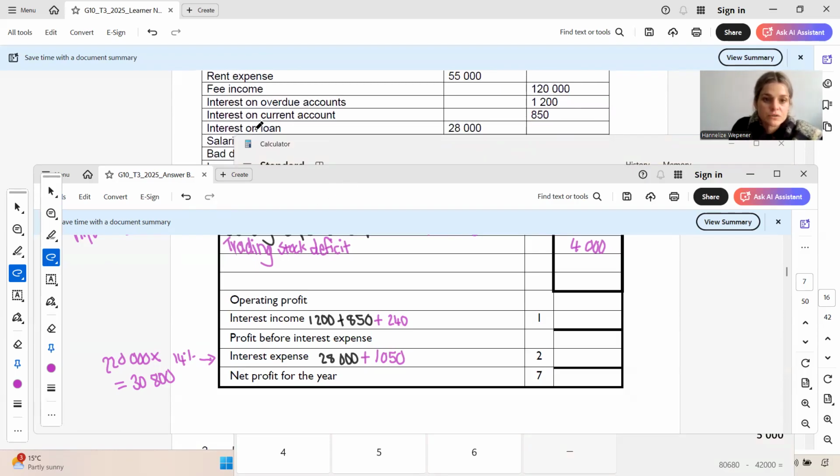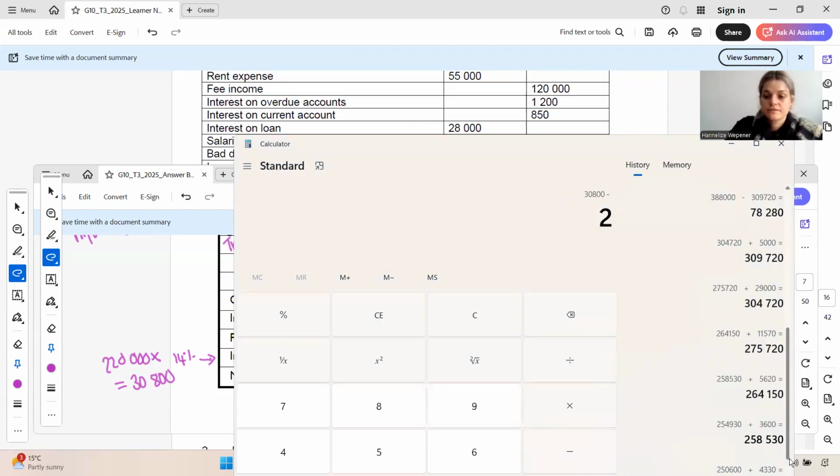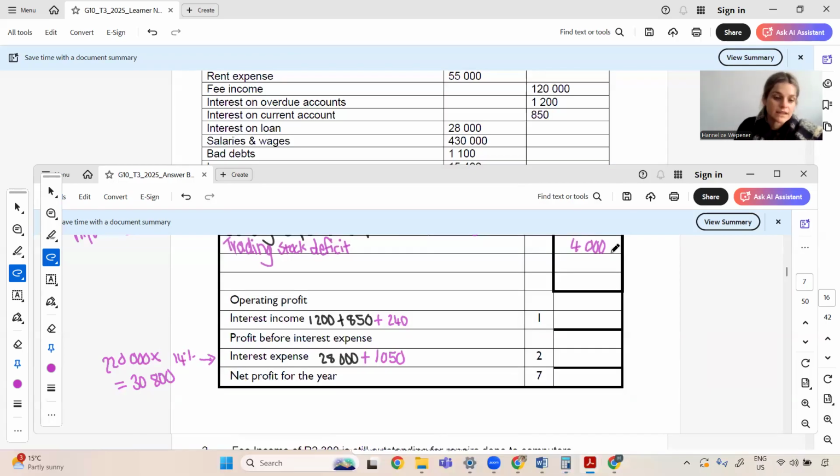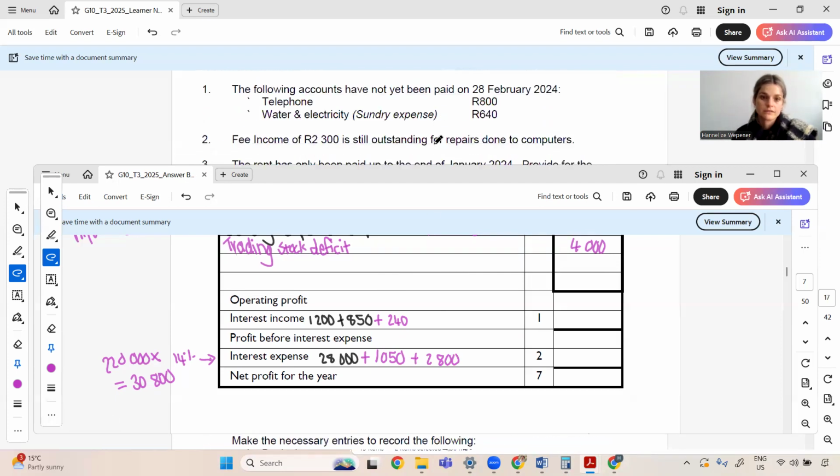But if you look in your trial balance, your pre-adjustment trial balance, up until the last day of the current financial year, you've only recorded 28,000 thereof. So you need to now adjust for the difference. So your 2,800, you now have to add on to this interest on loan for it to add up to 30,800. So plus 2,800. And then you will credit your loan account.